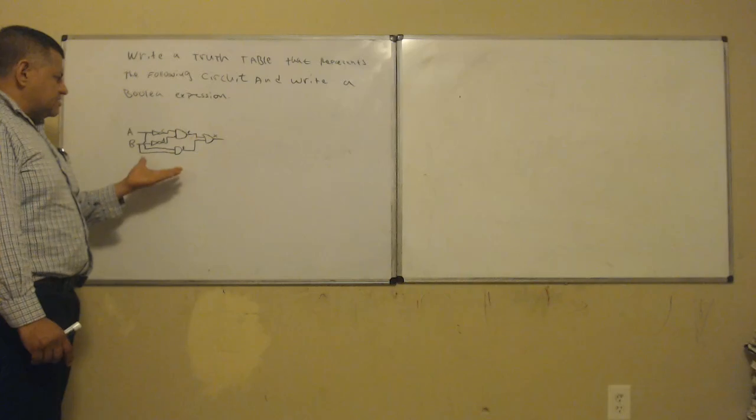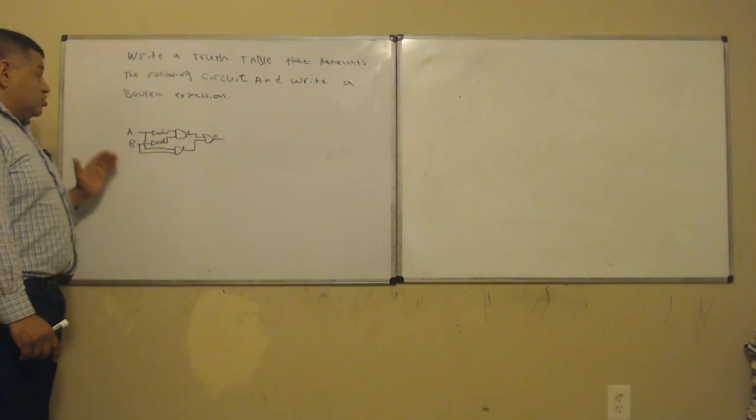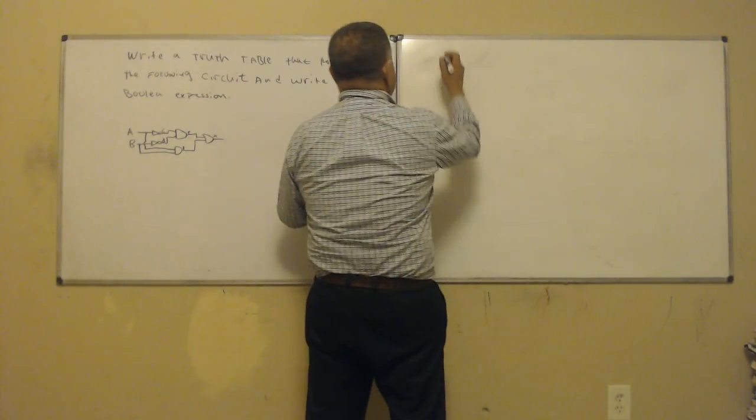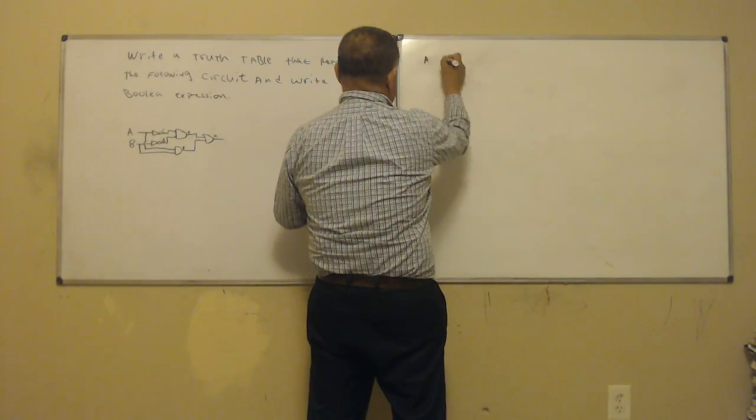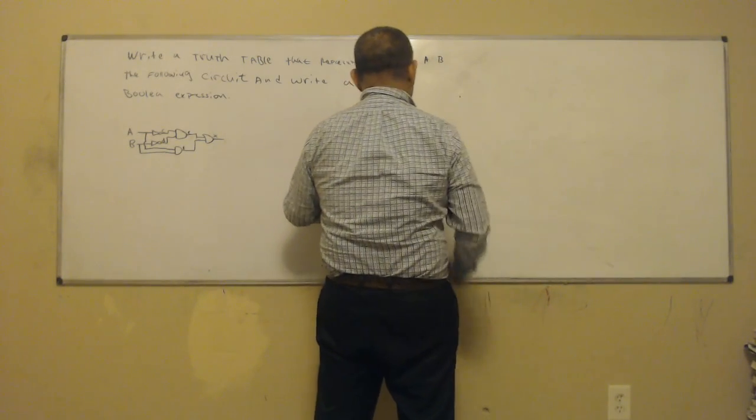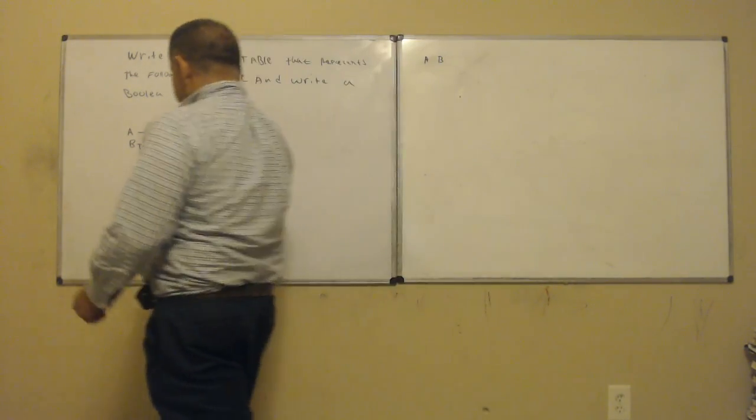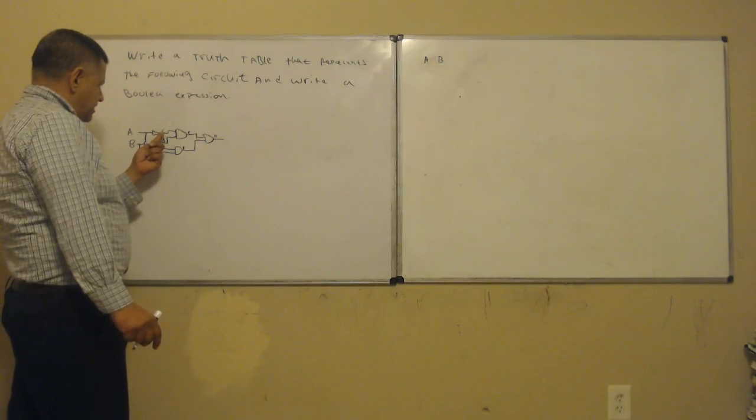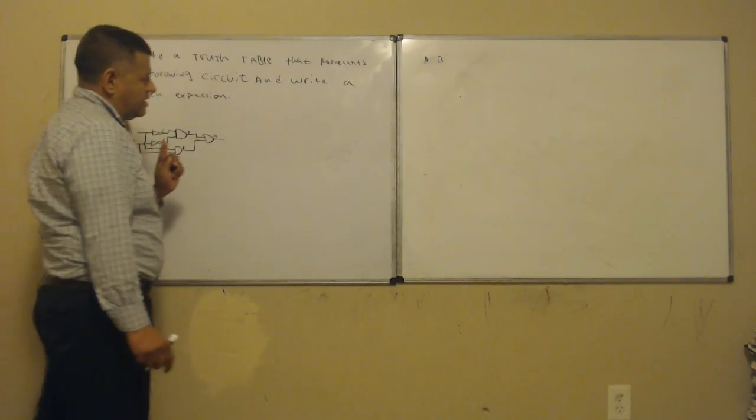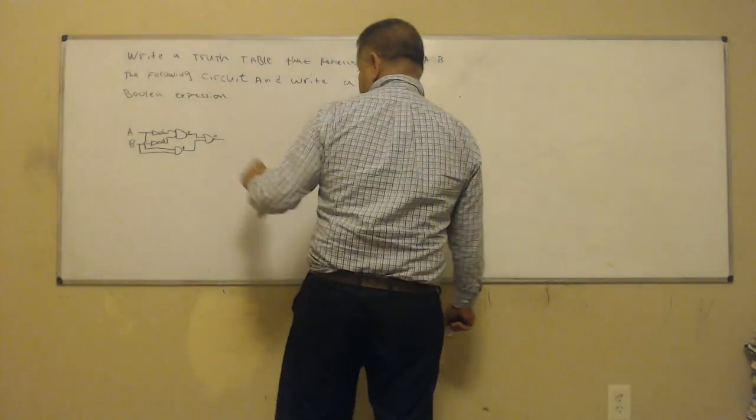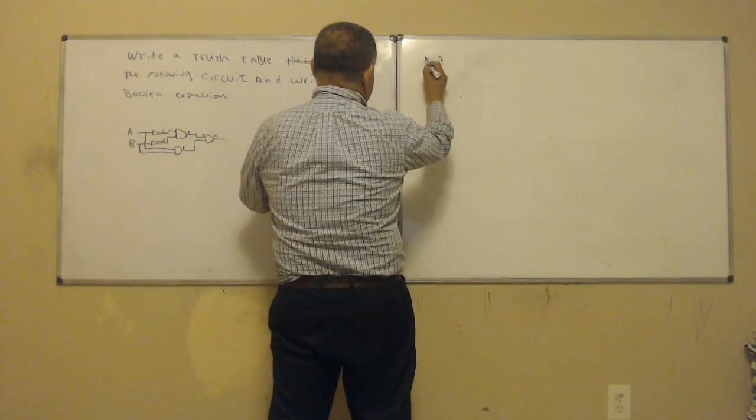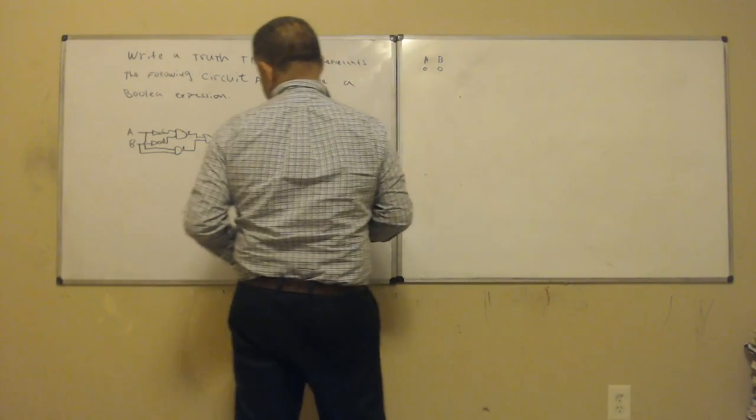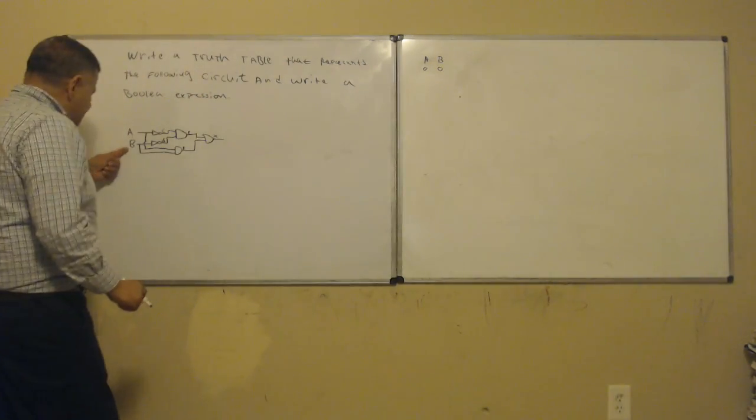So let's try to do a truth table. We know the truth table is going to have A, it's going to have B, and it's going to have C and D. But for now we will just focus on filling this up, and we start with 0, 0: A being 0, B being 0.